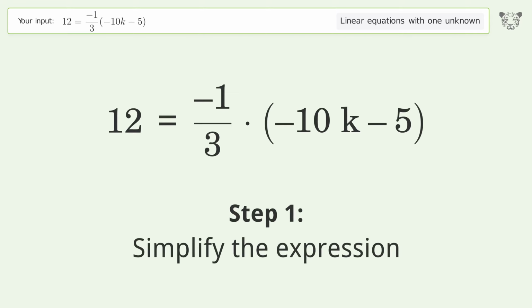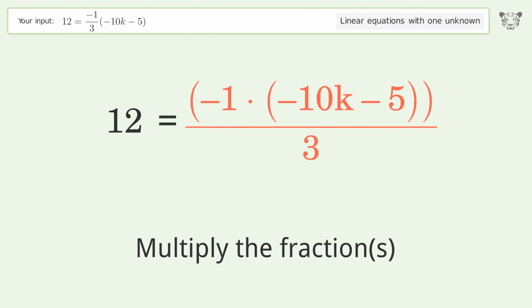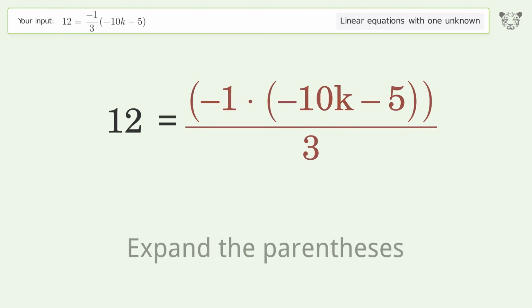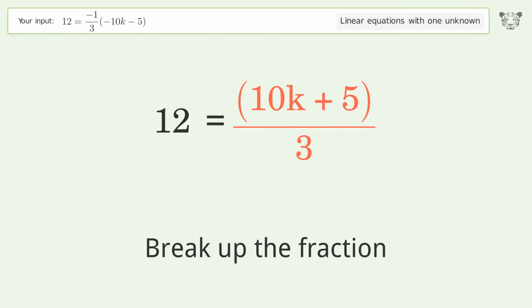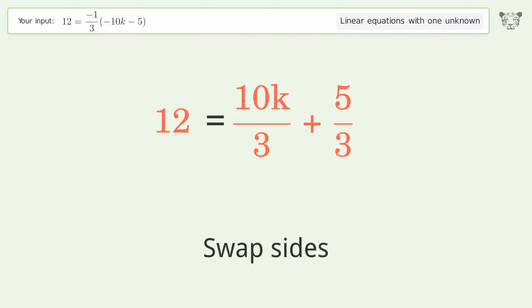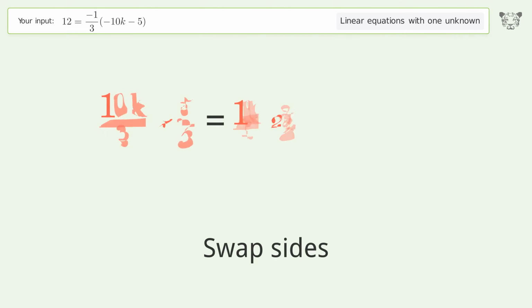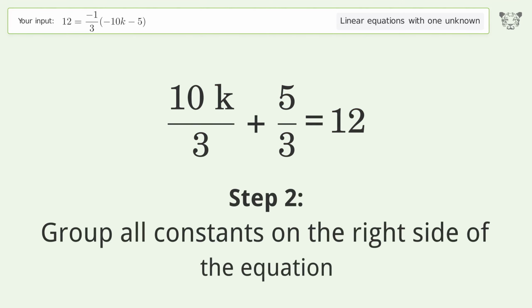Simplify the expression. Multiply the fractions. Expand the parentheses. Break up the fraction. Swap sides. Group all constants on the right side of the equation.